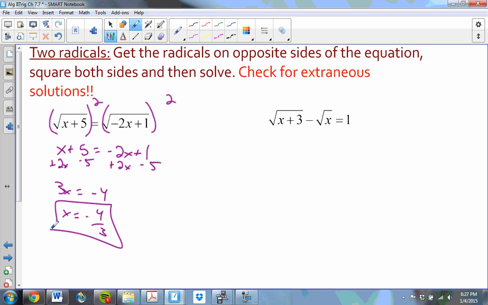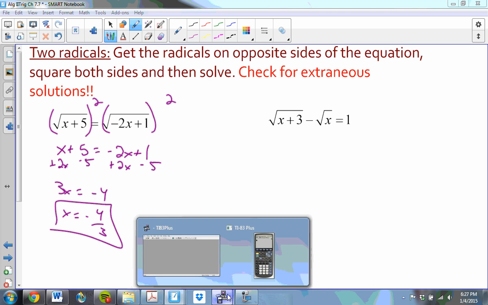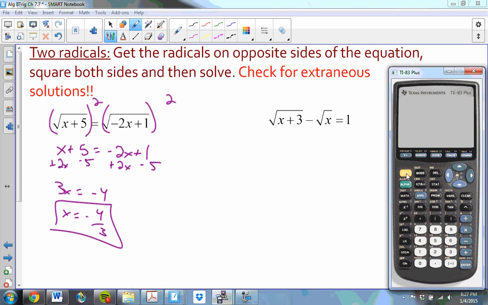Now I want to check to see if that works. This is much tougher to check in my head, so I'll do this in my calculator. Do the square root of negative 4 divided by 3 plus 5. Let's see what that equals. And I do the square root of negative 2 times negative 4/3 plus 5. They come out to not the same. Oh, it's plus 1, not plus 5, excuse me. I go back and change this plus 5 to plus 1.